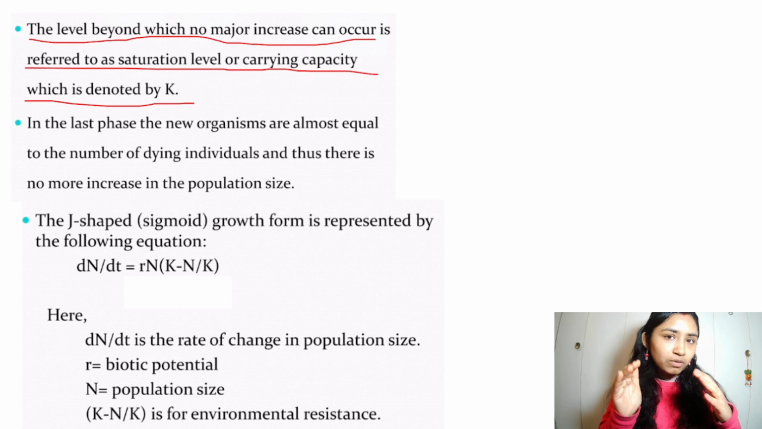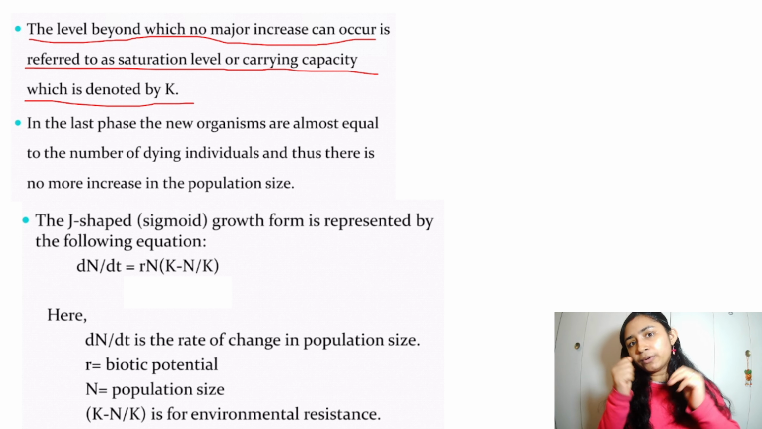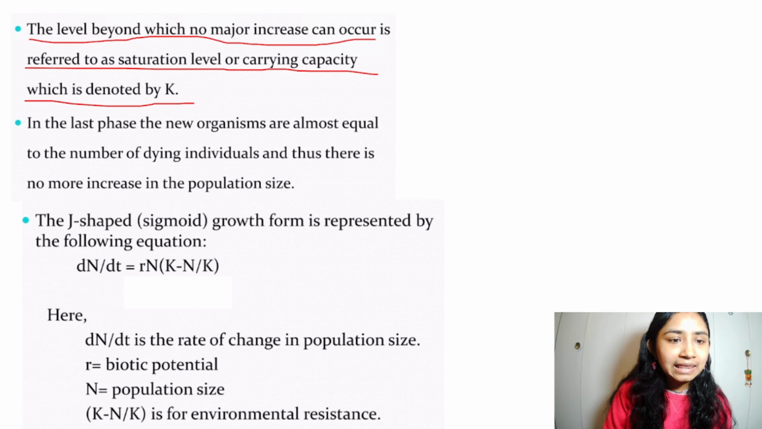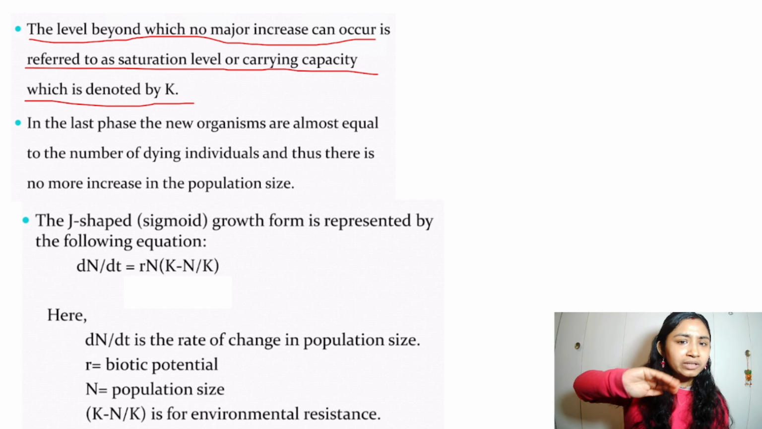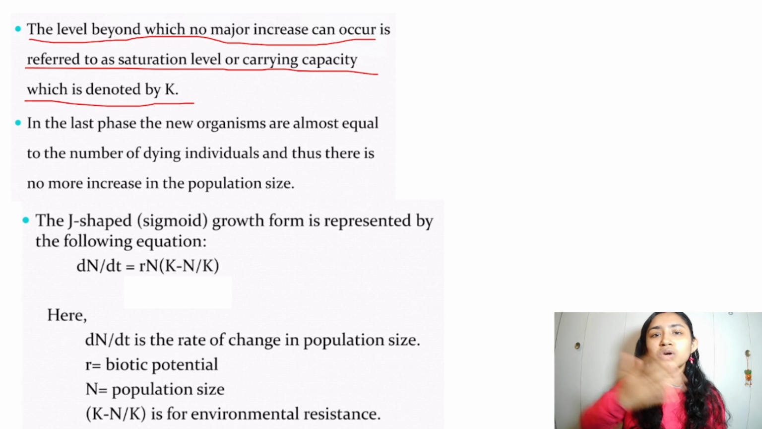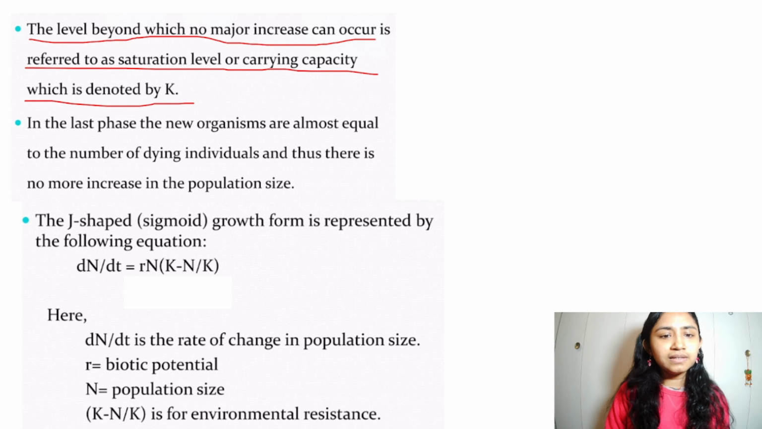So the total amount of food available to support the organisms in the population is known as the carrying capacity. When the population attains the carrying capacity, the population will eventually decline because no more food is available to support the organisms. In the last phase, the number of new organisms is almost equal to the number of dying individuals, and thus there is no more increase in the population. The sigmoid growth form is represented by the following equation.